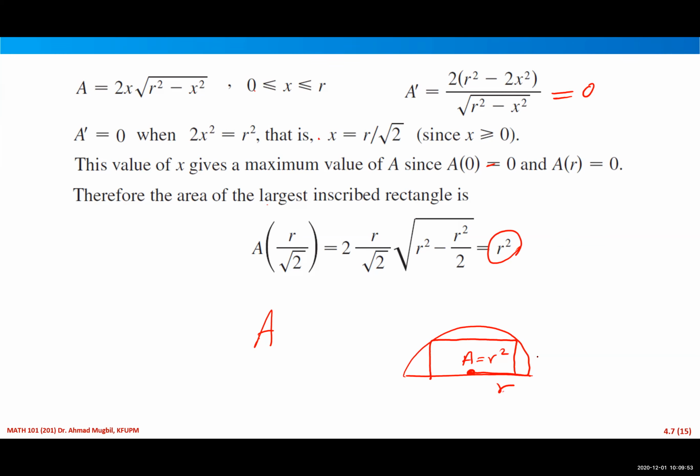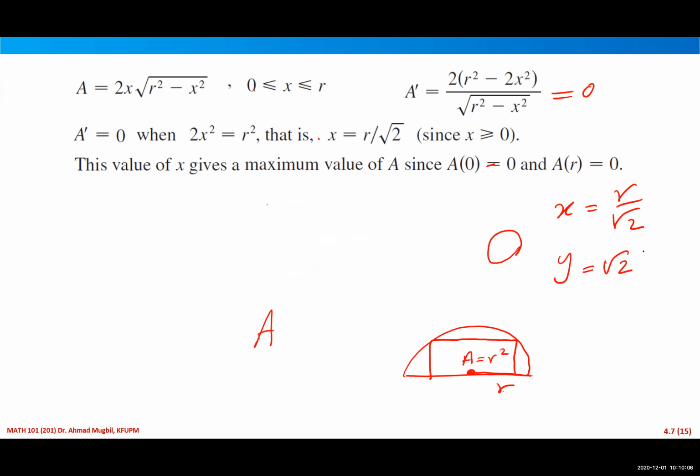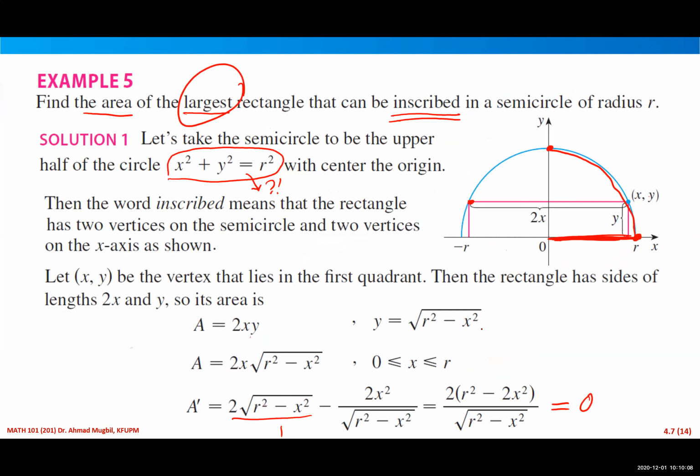And of course, you can find X. X is R over square root of 2. You can solve it, of course, to find what Y is. Here is Y. Just put X equal to this, and you know that the area is 2XY. Now you have 2XY equals R squared, and 2R over square root of 2 times Y equals R squared. Now this means that Y equals R over square root of 2. So in that case, Y is also R over square root of 2.